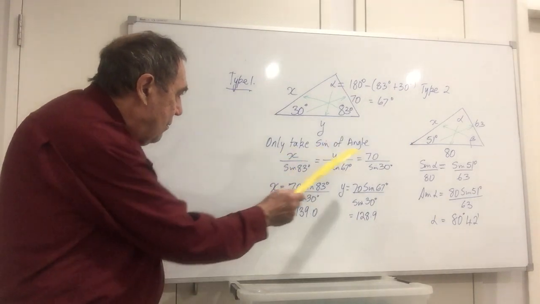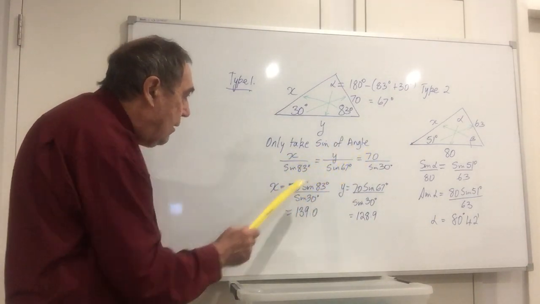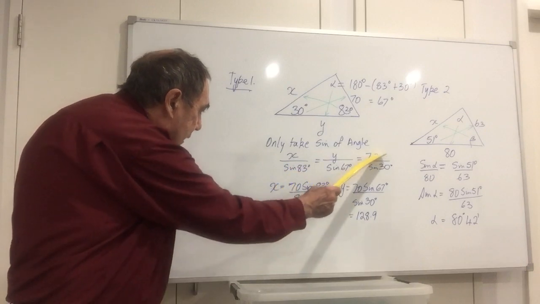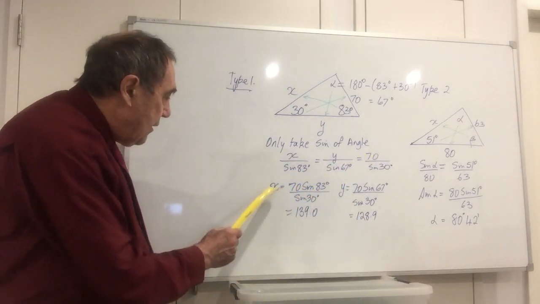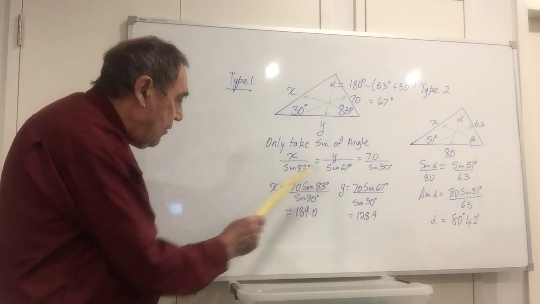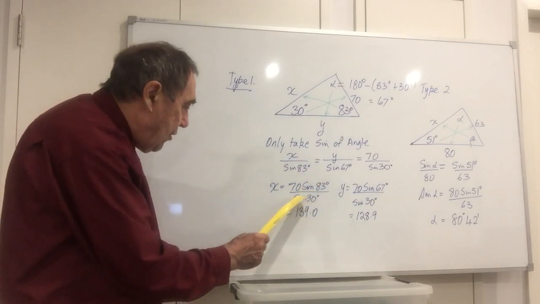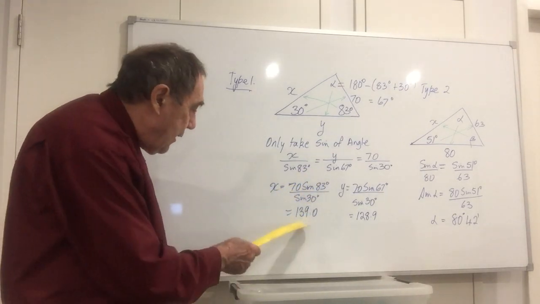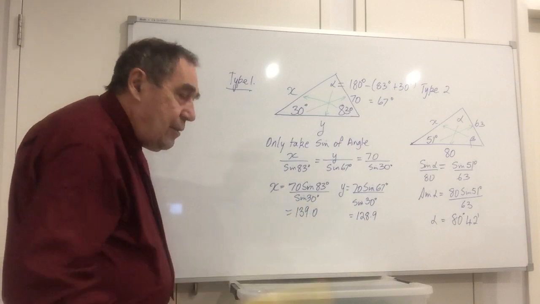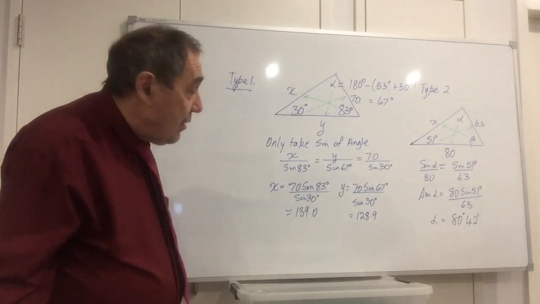Equating this side with that one, we just take the sine 83 over with the 70, and we've got x equals 70 sine 83 divided by sine 30. If you do that on your calculator, you get that answer, and you can check it.